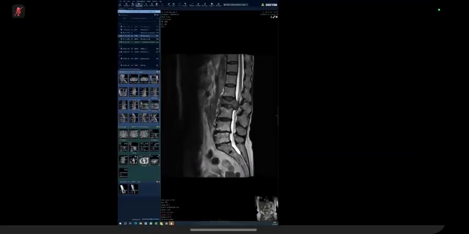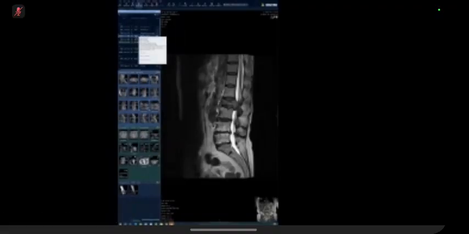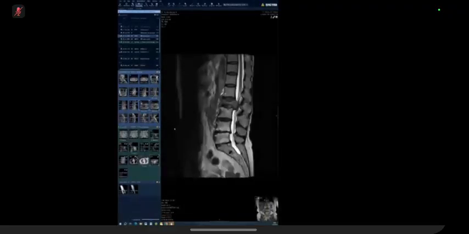If this is on your reporting file, what do you want to do? I will immediately communicate these findings to the referring clinician as there is severe compression of the spinal canal. So this patient needs urgent decompression of this lesion. Okay.